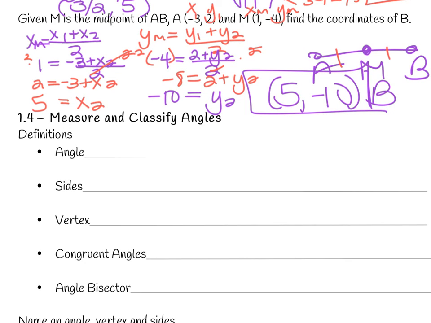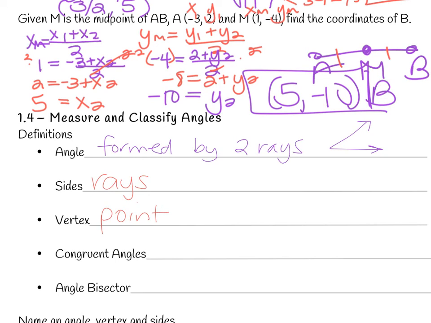Okay, now we're going to move into 1.4, which is measuring and classifying angles. So an angle is formed by 2 rays. Okay, an example would be something like this. The sides are rays, and the vertex is a point where the 2 rays meet. Congruent angles are angles that have the same measure.